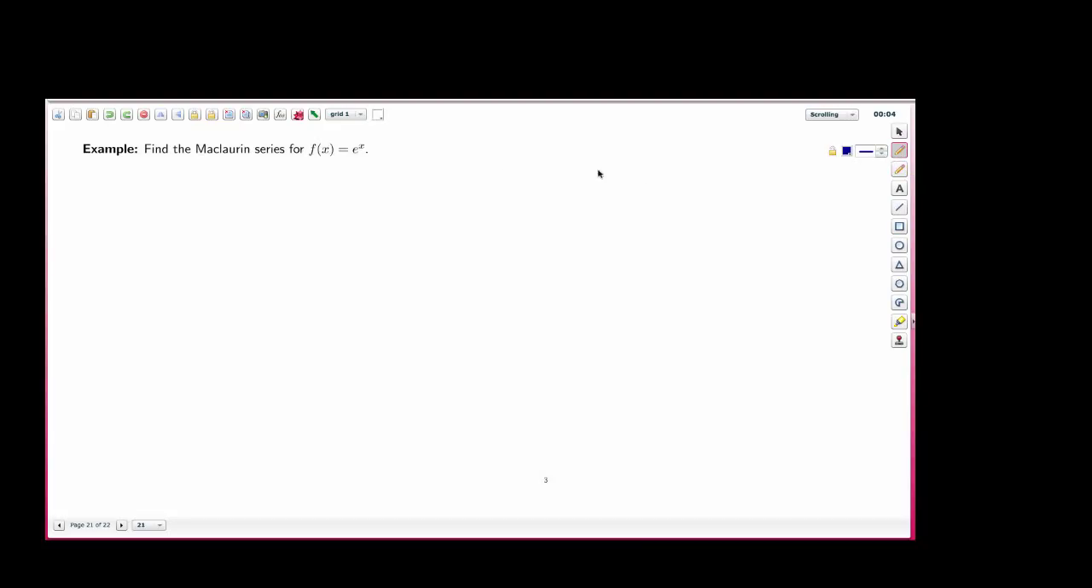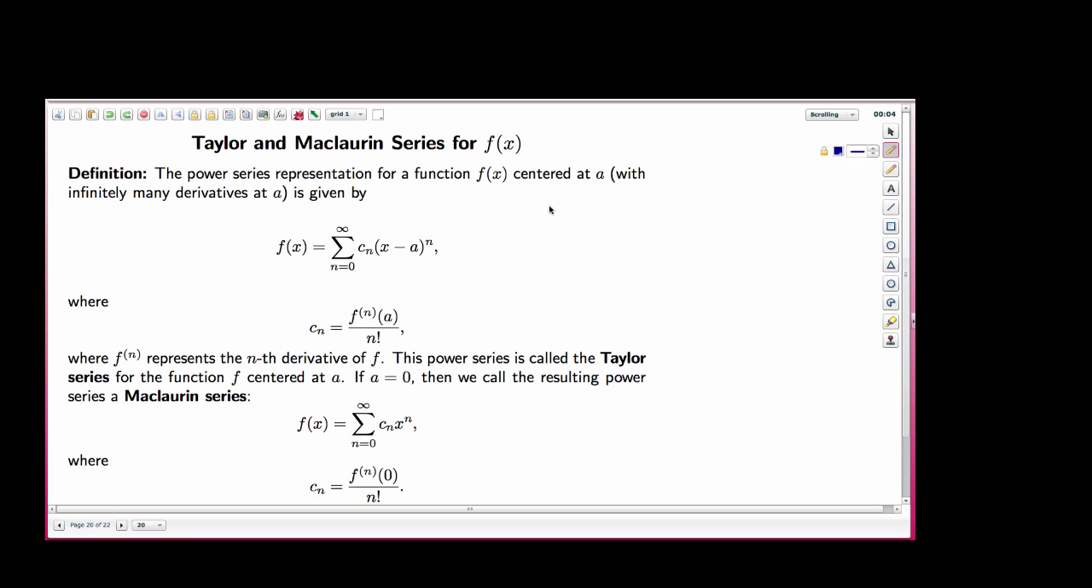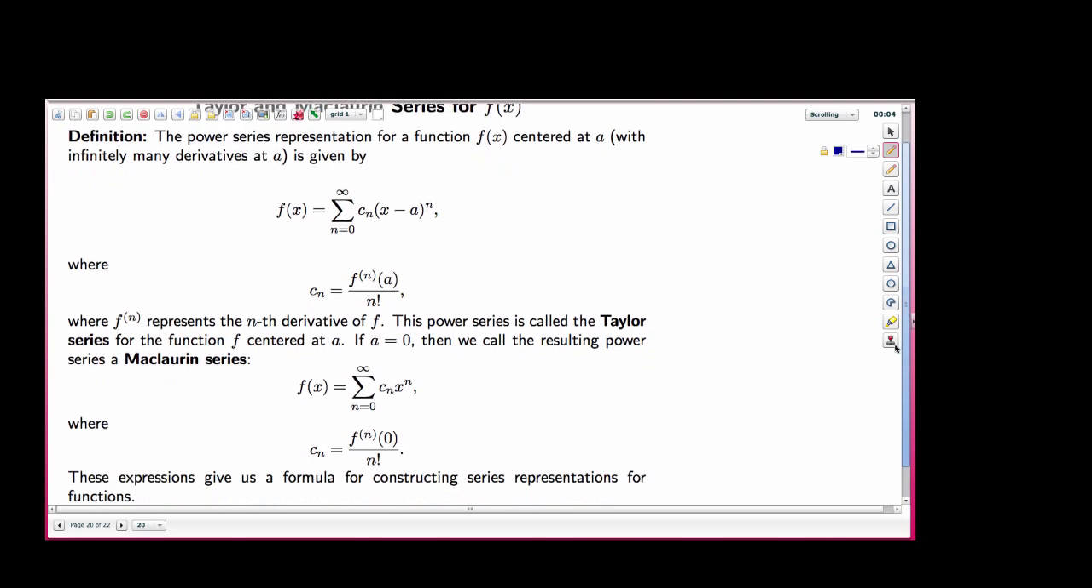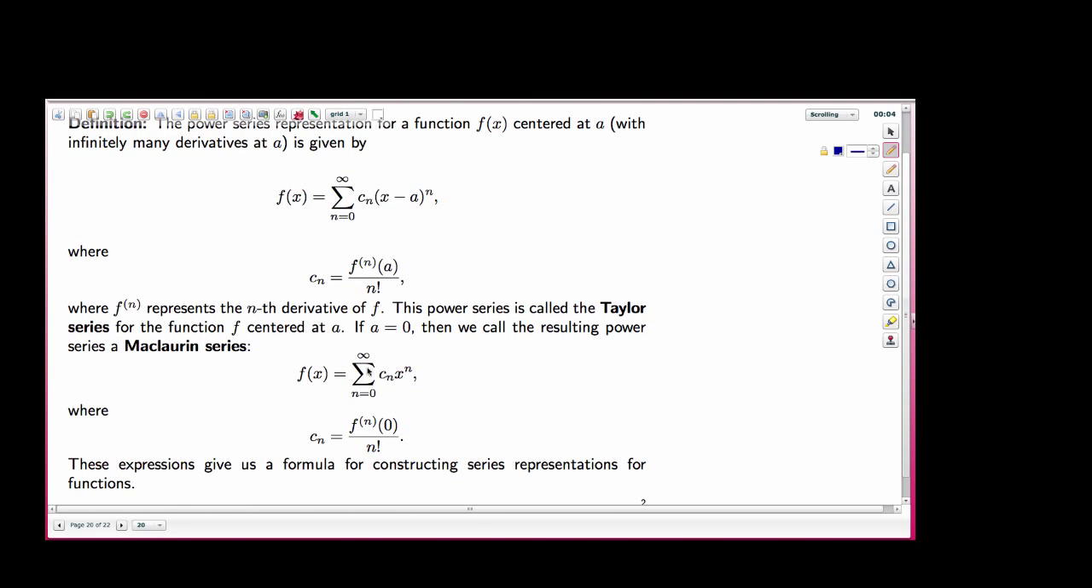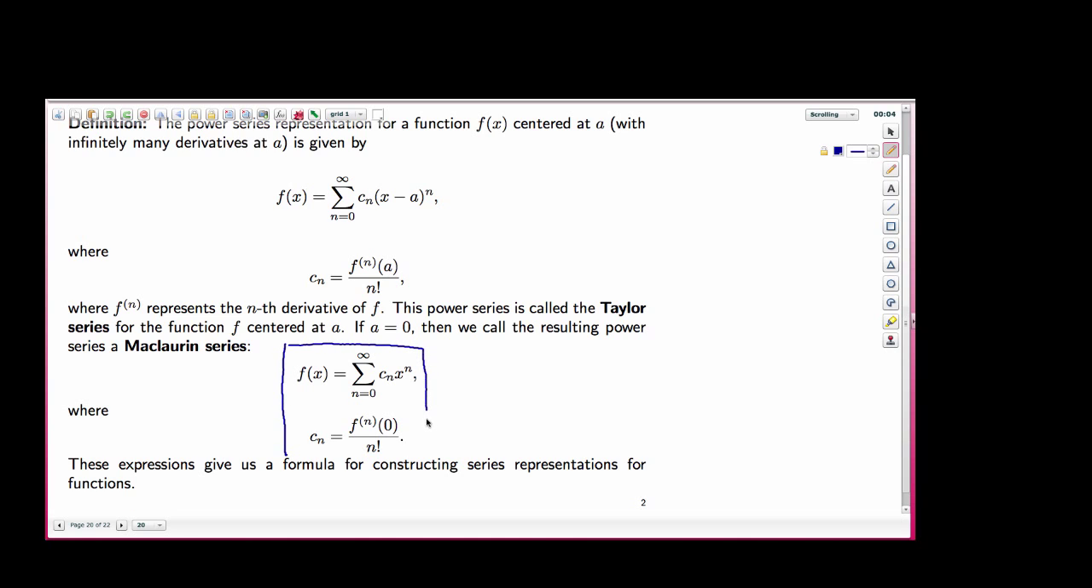In this lesson, we're going to find the Maclaurin series for the function f of x equals e to the x. Remember that we derived the formula for the Maclaurin series for a function f of x. So Maclaurin series just means Taylor series centered at 0. So f of x is the sum from n equals 0 to infinity of c sub n x to the n, where the c sub n's are given by this formula that we derived.